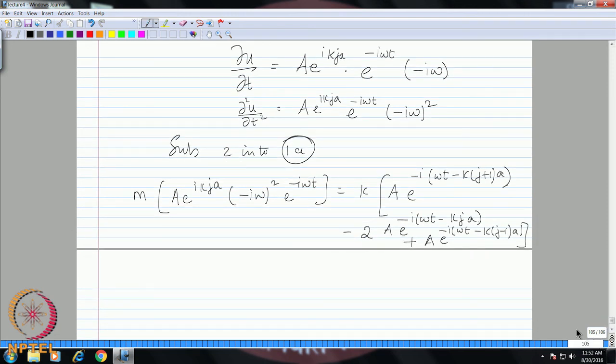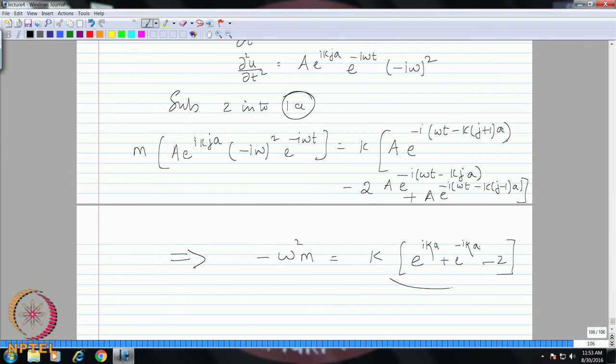So, now if you cancel all the common terms, you will be getting minus omega square m is equal to k, and e power I kappa a plus e power minus I kappa a minus 2. Okay, so, you can actually pull e power minus I omega t out and cancel off left and right, because they are common, and this is what you will get. Now, you use the relationship between this and your trigonometric functions.